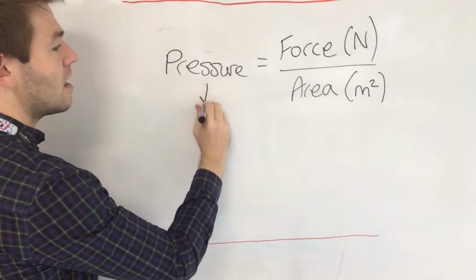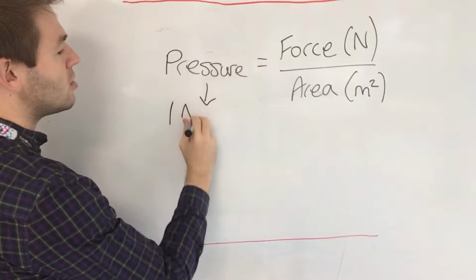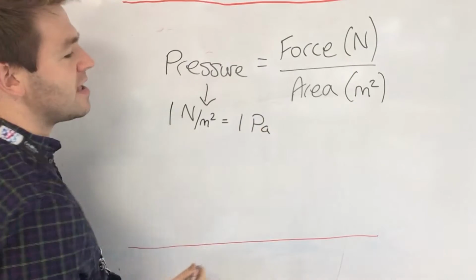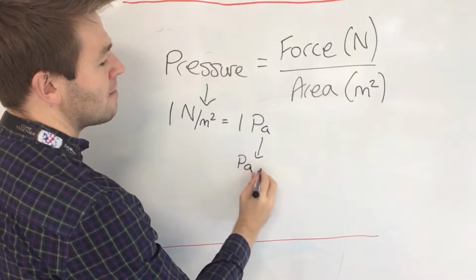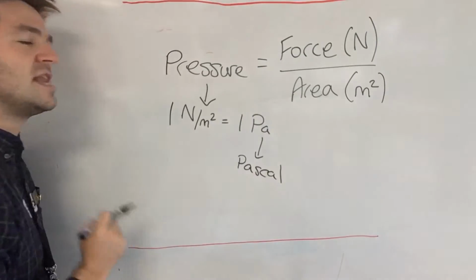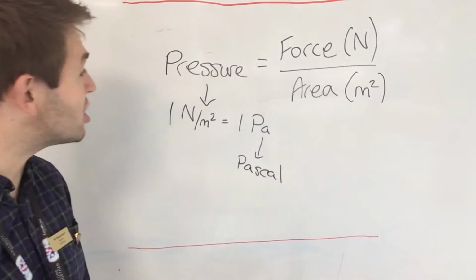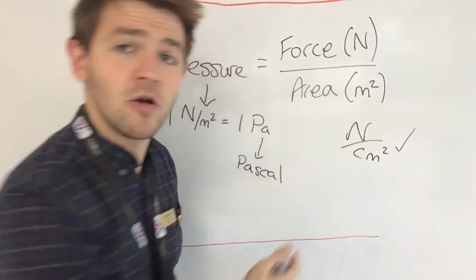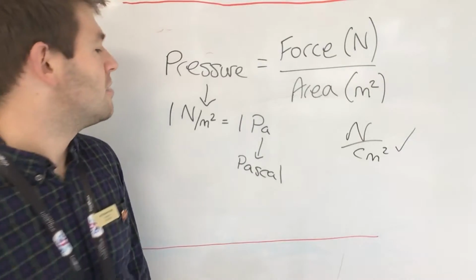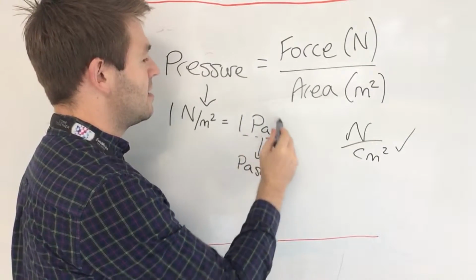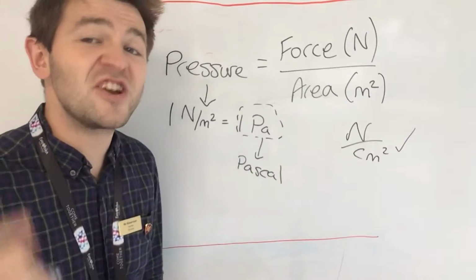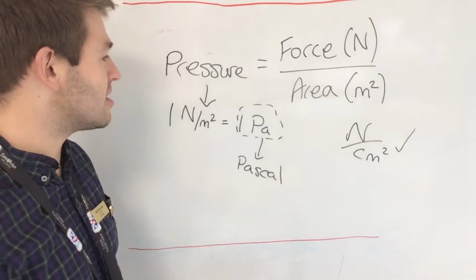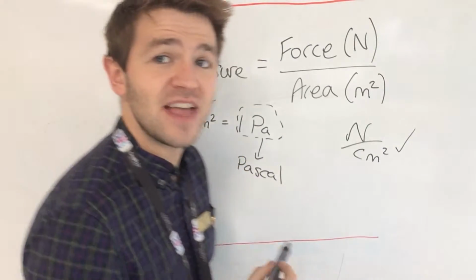Pressure, if I have 1 Newton per meter squared, I can call that a Pa, which stands for Pascal. That is the name of the unit I give to pressure. But if I had newtons per centimeter squared, it's also good, nothing wrong with that. But I do have this as the correct unit. This is the one that everybody understands. So to talk about pressure, I think it's this, unless I think anything different.